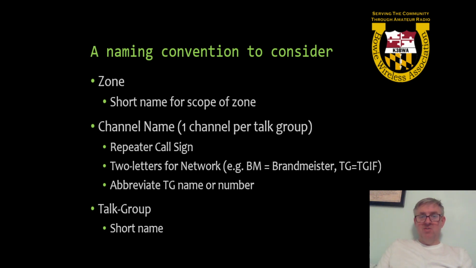So the convention that I use is, for a repeater, I will use the first designators as the call sign of that repeater. The next letters will be BM for Brandmeister, if it's a connection to a Brandmeister network. And then the final part of the name will be either an abbreviated name of the talk group or the actual talk group number that that channel is connecting to.